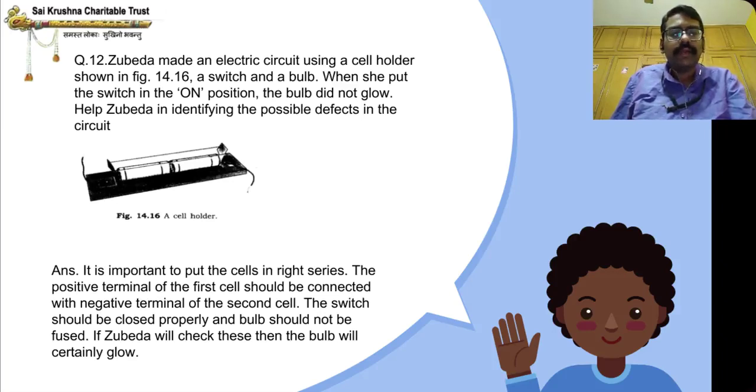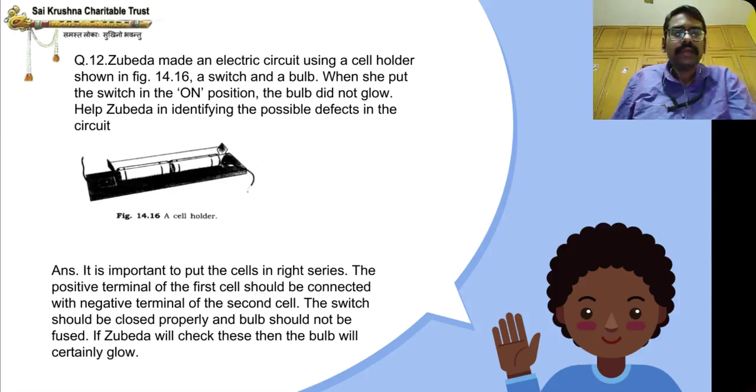Answer: It is important to put the cells in the right series. The positive terminal of the first cell should be connected to the negative terminal of the second cell. The switch should be closed properly and the bulb should not be fused. If Zubeda checks this, then the bulb will certainly glow.